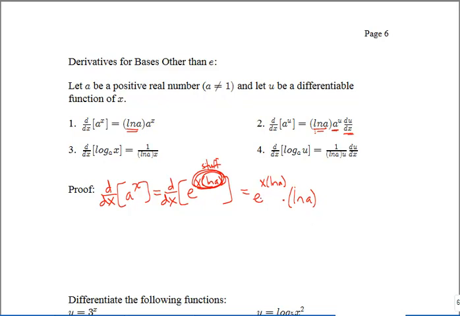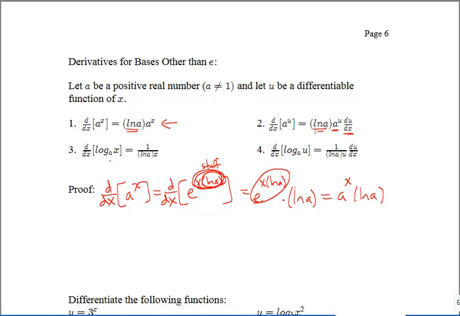And then if you rewrite e to the x ln a back in terms of a to the x, you get this rule that we have right here. So we've just proven that the derivative of a to the x is a to the x right back again times ln of a. Okay, so it's very, very similar to the rule for e to the x. You just get an extra little constant multiplier.